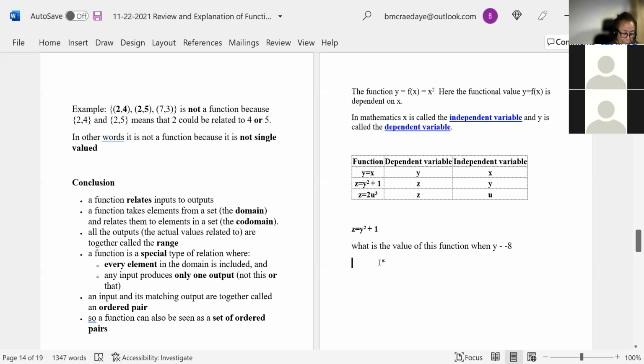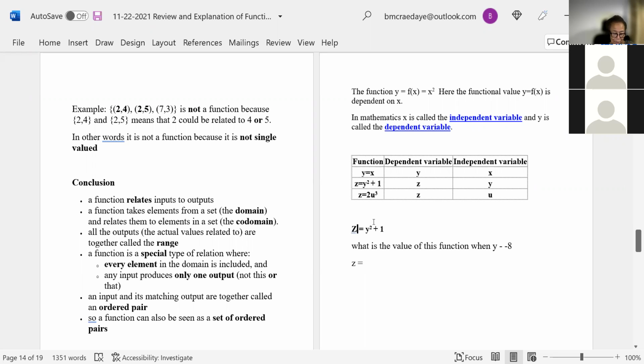What is z equal to? What is it, Audrey? z equals y squared plus 1. So what's the value of this function? In other words, what is z equal to?